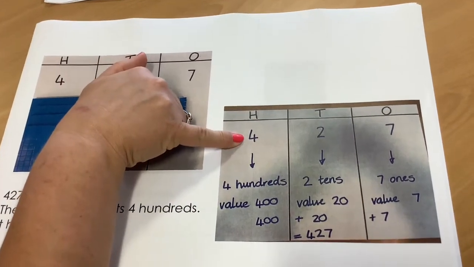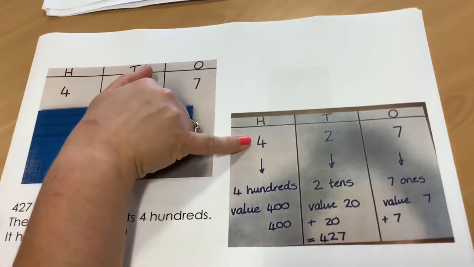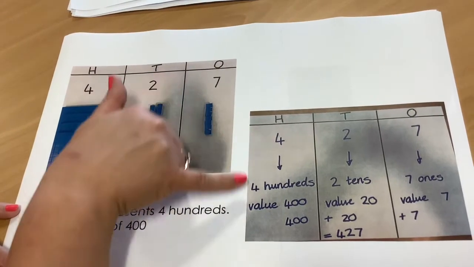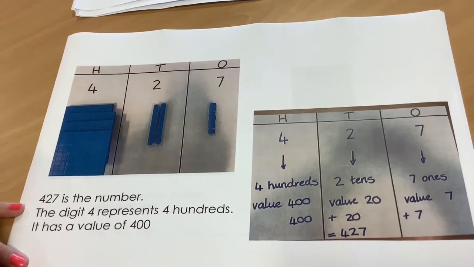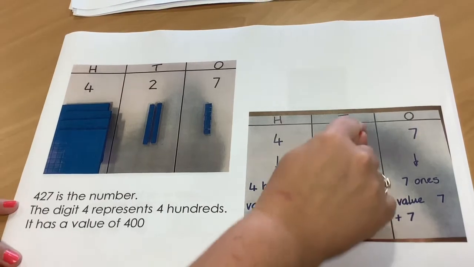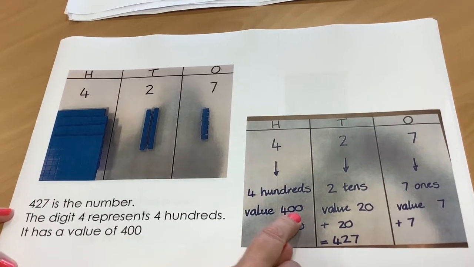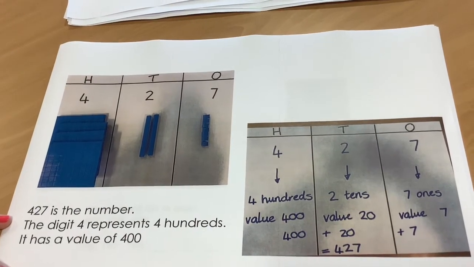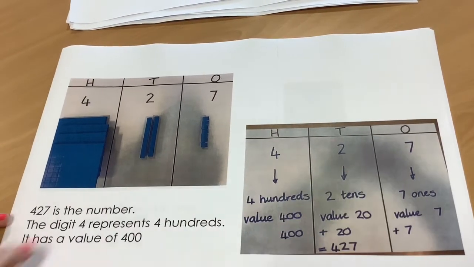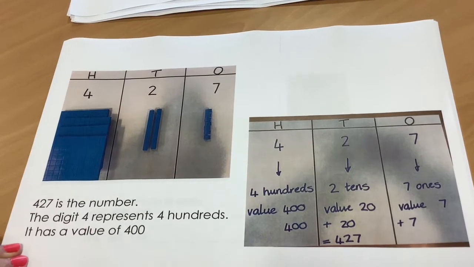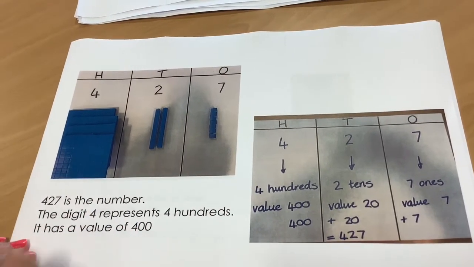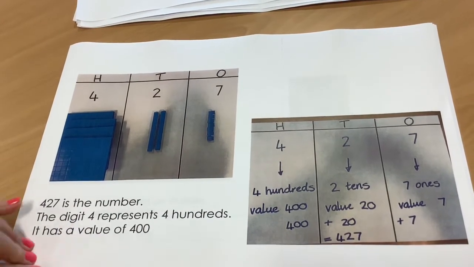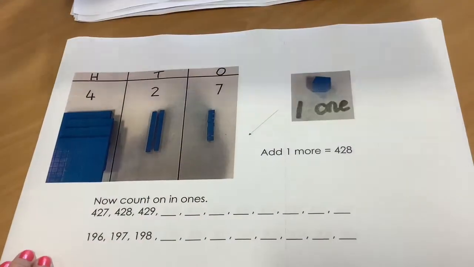So we have the digit 4 in the hundreds column, that represents 4 hundreds, and the value of this digit 4 is 400. And then we can add them together to get back to our original number. 400 plus 20 plus 7 equals 427, and that's the number that we have at the top of the place value chart. So please try to remember digit, represents, value going forward into Year 4 for when we cover place value.